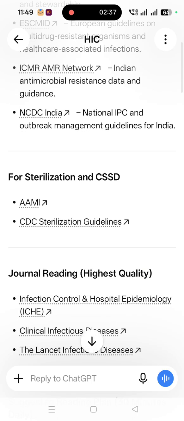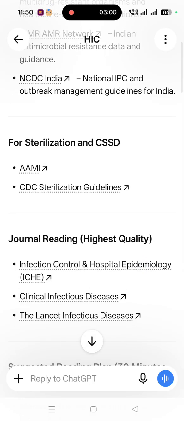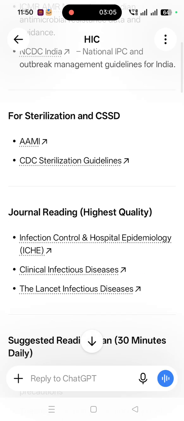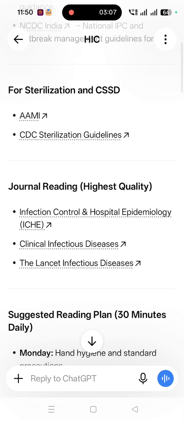NCDC India, that is again from India, has National IPC and Outbreak Management Guidelines for India. So here you can go and check these websites, and there you can read about it. For sterilization and CSSD, you can go to AAMI and CDC sterilization guidelines.